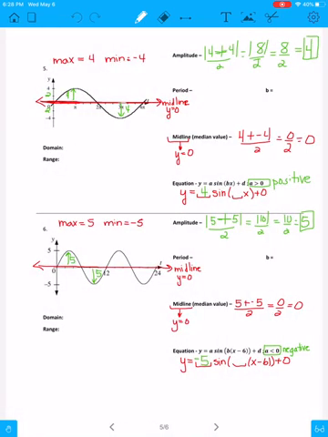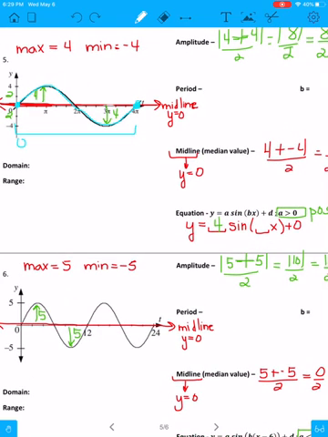Okay, you can try 5 on your own. Once again, pause it, and once you've tried it, play it again and see if you got it right. So I start on my y-axis, which happens to be the midline. I have to go past a max, past a min, back up to that midline. So that's from 0 to 4 pi. 0 to 4 pi is a distance of 4 pi. So the period of this graph is 4 pi radians.